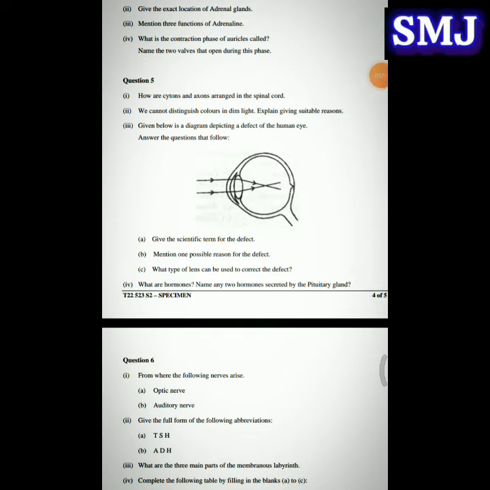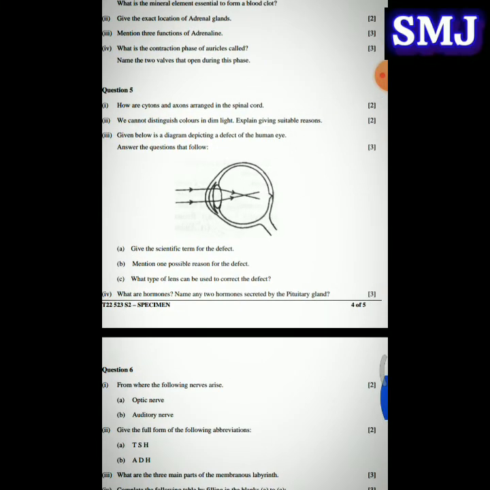Next question, we cannot distinguish colors in dim light. Explain giving suitable reason. So the answer is cone cells in the retina are responsible for color vision. They are functional only in bright light. Moonlight is unable to stimulate the cone cells. However, rod cells respond to dim light. Hence, we can see in moonlight but cannot distinguish colors. Or we can see in dim light but cannot distinguish colors.